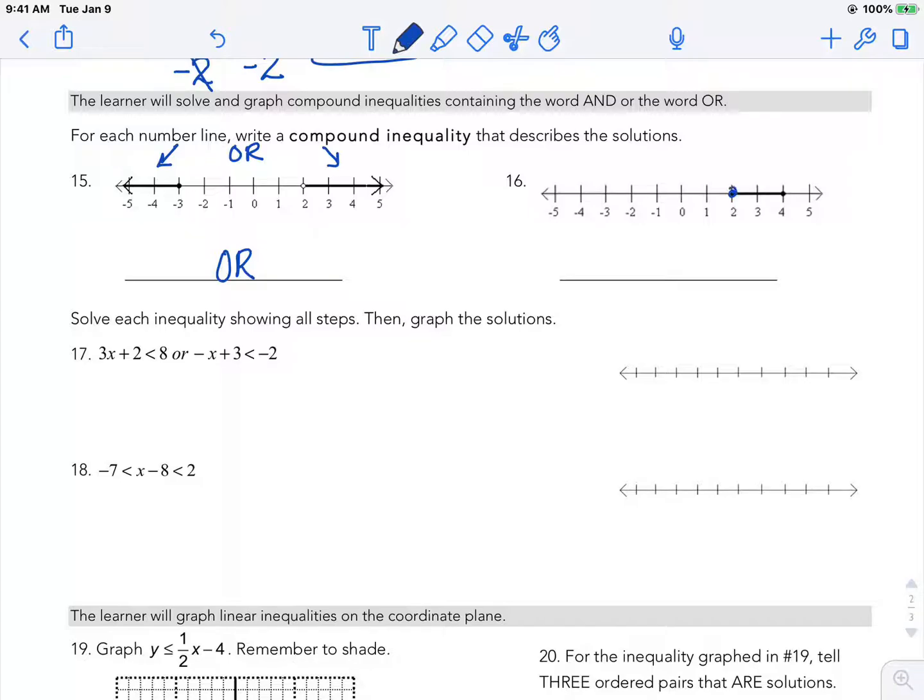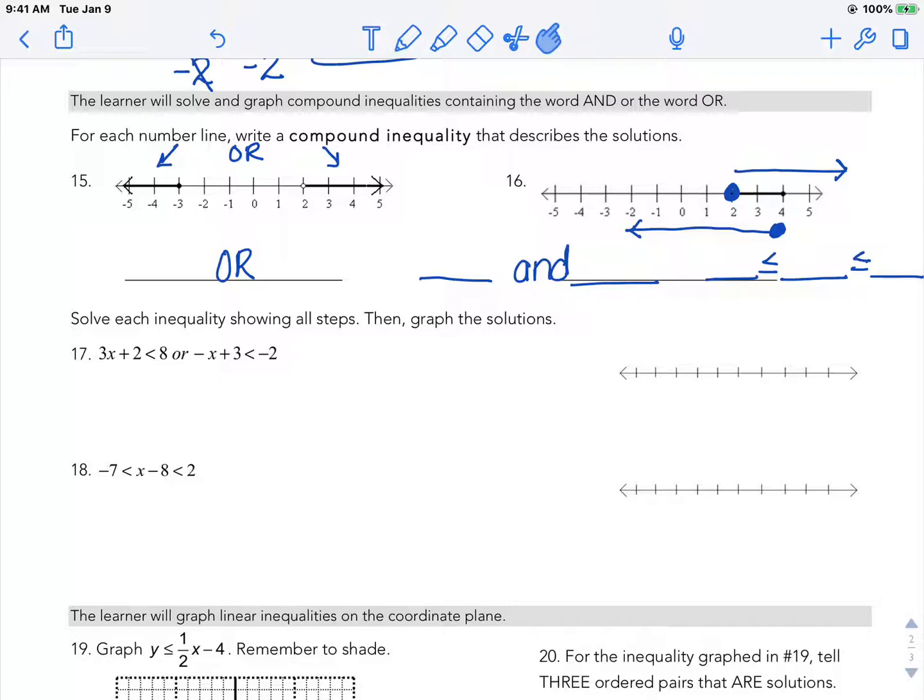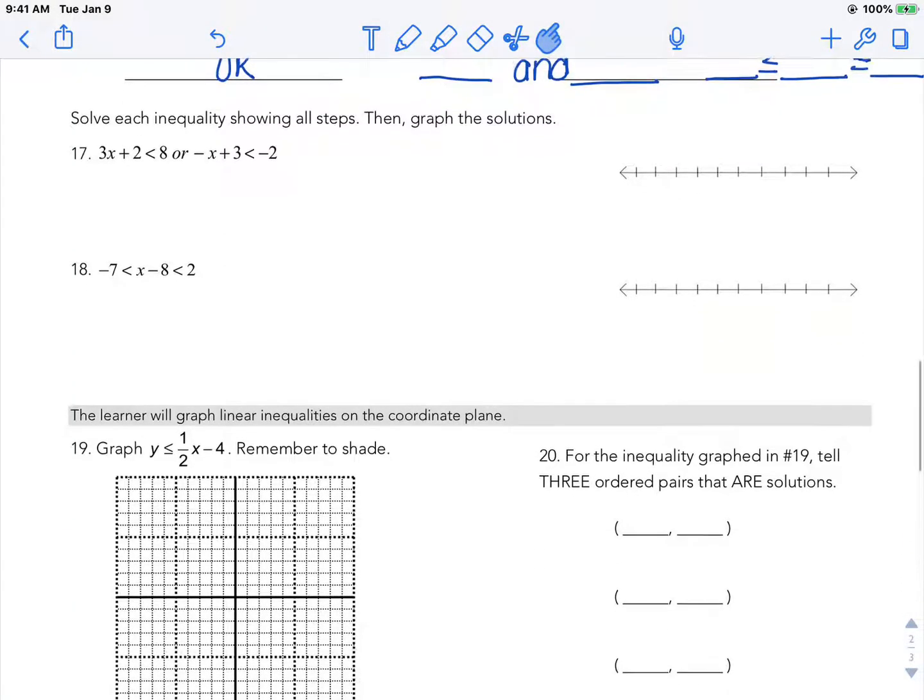Number 16, though, needs to be an and because they're letting things be on this side of 2, but things also need to be on this side of 4. So when you're stating an and, you have two ways you can write it. You can state your two inequalities separated by the word and. The other way you can write it is to have your inequality symbol, and then we're going to have something in the middle, and then something on either side. So take a moment, pause the video, and work on those.